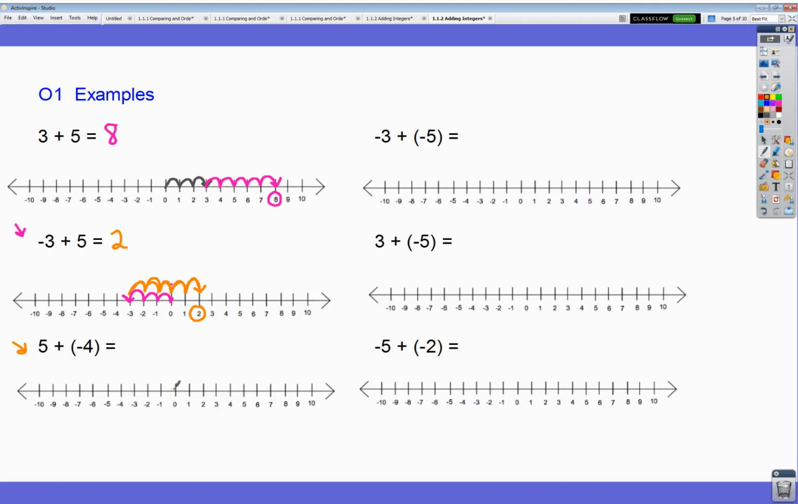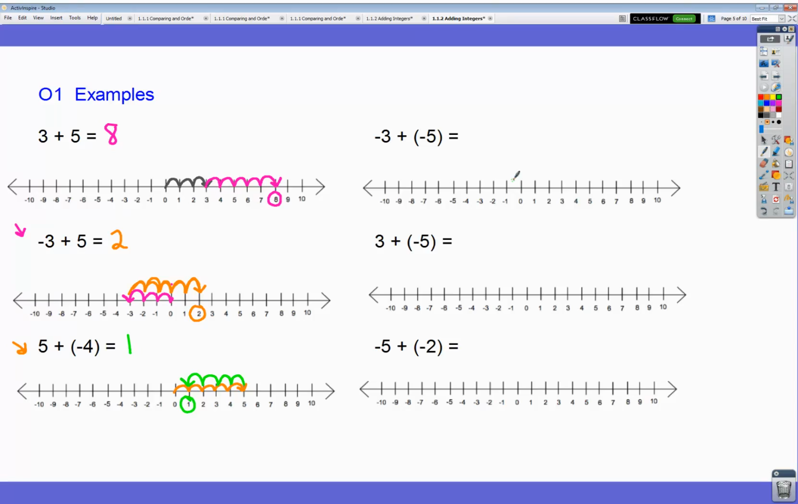Next example, we have 5 plus -4. We're going to start at 0, move the distance of the first number, which is +5, and then we are going to move the distance of the second number. It's -4, so we're going to move to the left 4 units. 5 plus -4 equals 1. This is like we have $5 and now we have to pay someone $4, so we have $1 left.